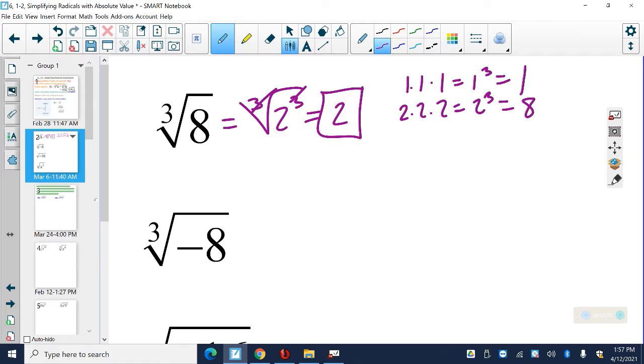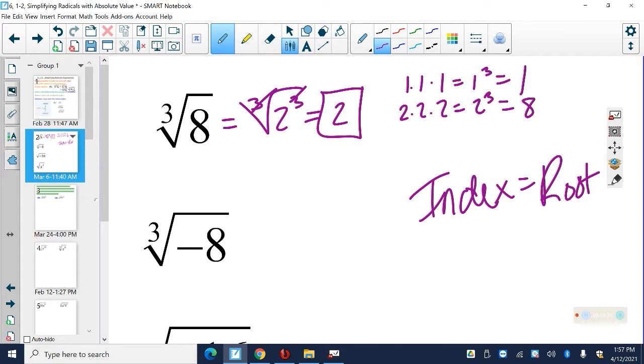The power and the index or root, aka index is root. Y'all with me? The index is also known as a root. So if I use the name root, I want you to be thinking index, okay?